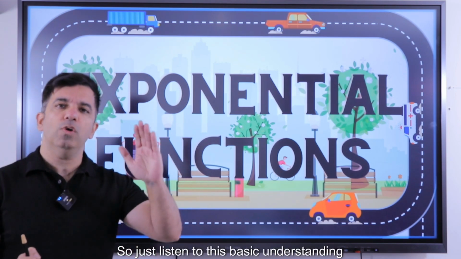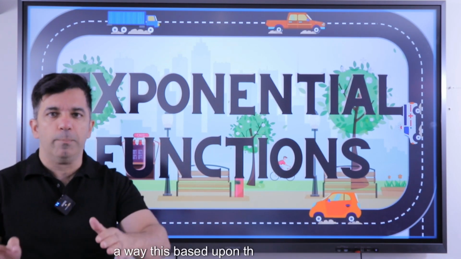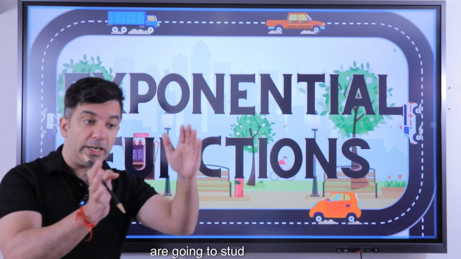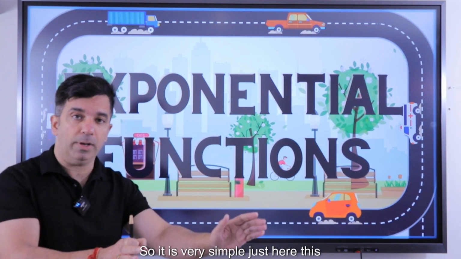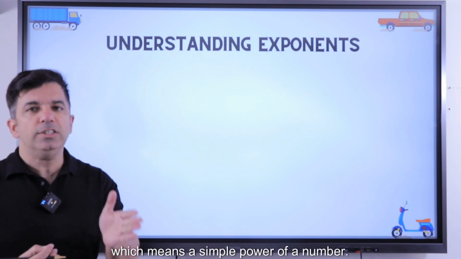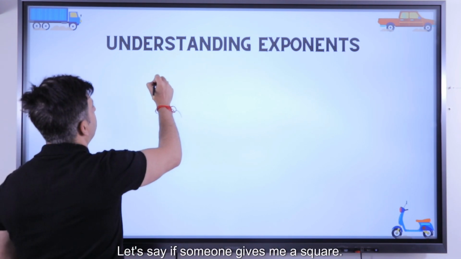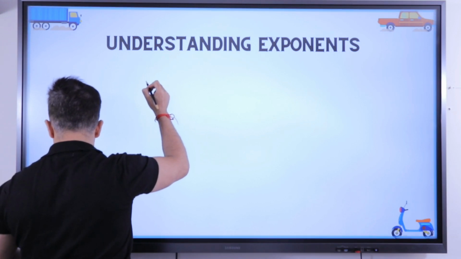Just listen to this basic understanding carefully, because the entire chapter is in a way based upon the logic which we are going to study right now. So it is very simple. Just hear this properly. Now we are going to deal with exponents, which means a simple power of a number. Let's say if someone gives me a square.